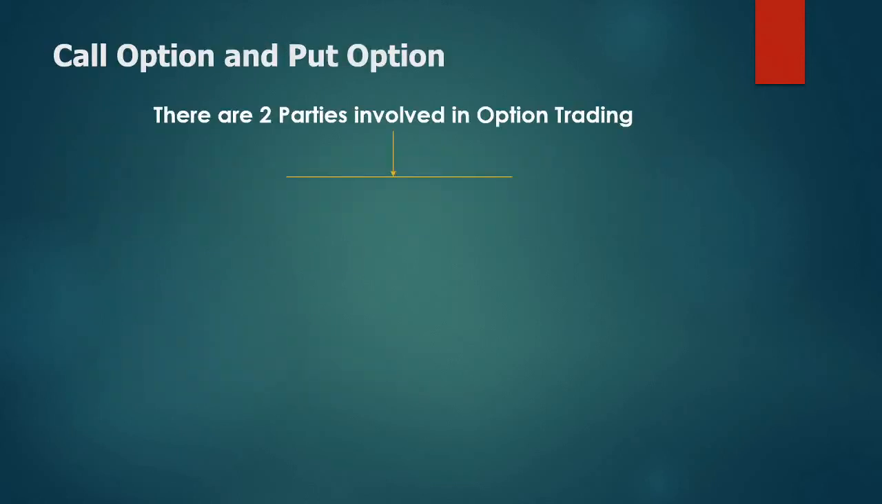Let's see the parties involved in option trading. There are two parties involved: option buyer, or right buyer, and option seller, or right seller.